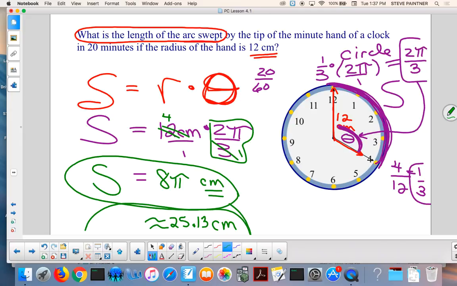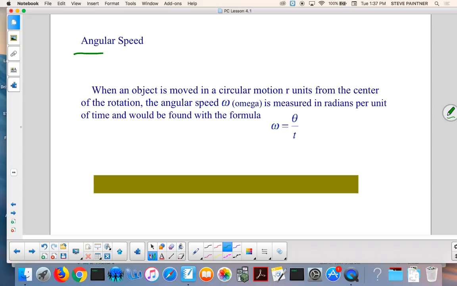Any questions? Okay, this is called what? Trig. No. This is called arc length. If you don't know what you're doing, then you're going to go to your assignment and you're not going to know what to do. You just found the arc length, the distance on the outside of the circle. Okay? That's all it is. Next, you're going to do what?